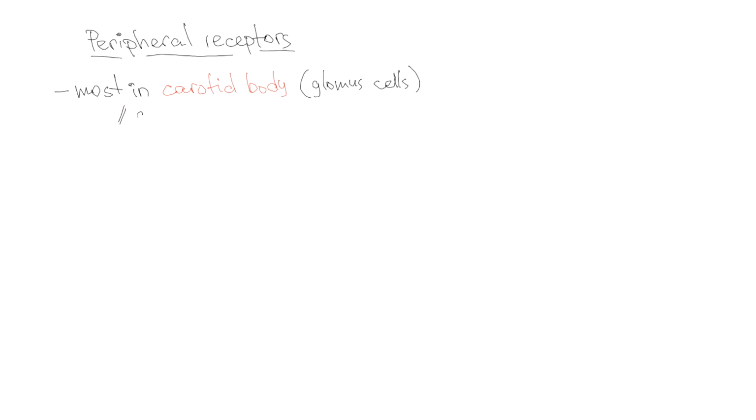Peripheral receptors also chemically control respiration. Most chemoreceptors are found in the carotid body, which contains glomus cells, and a few chemoreceptors are found in the aortic bodies. Because the receptors are only connected to oxygenated blood vessels, the aorta and the carotid artery, they respond to deviation of the PO2.